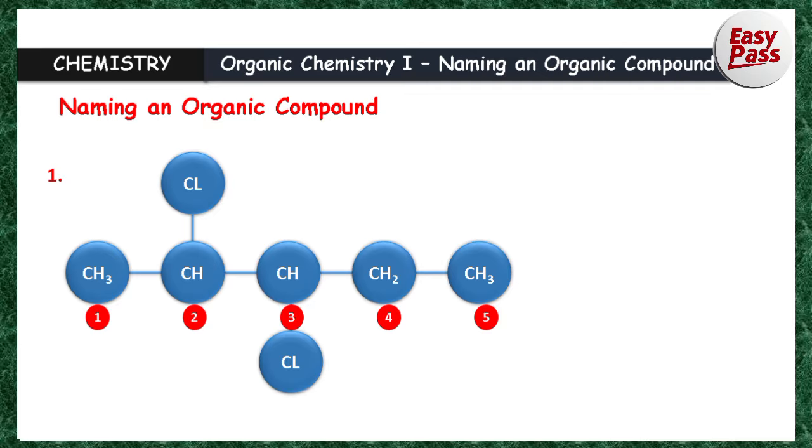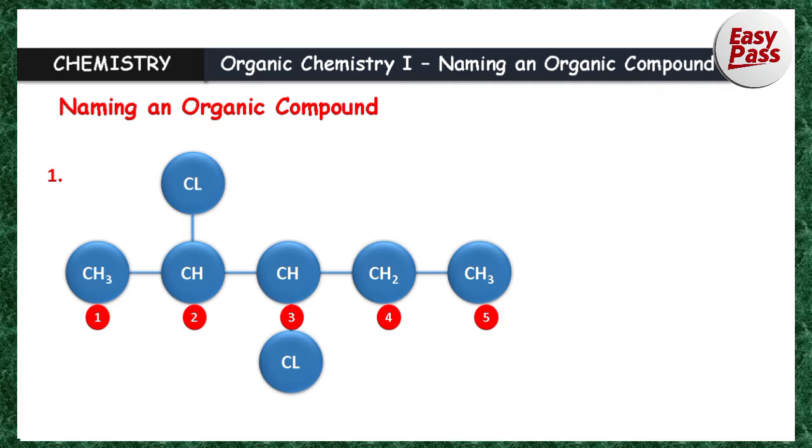Is there any double bond between the carbon atoms or a single bond between the carbon atoms? If there is a double bond between the carbon atoms, automatically that compound belongs to the alkene family. But if there is a single bond between the carbon atoms, that compound belongs to the alkane family. But if the compound has a triple bond between the carbon atoms, that compound belongs to the alkyne family.